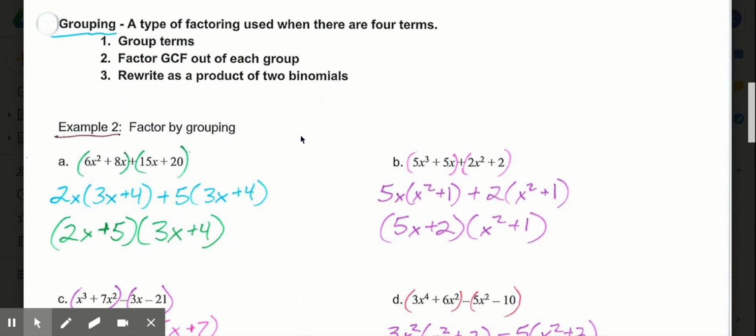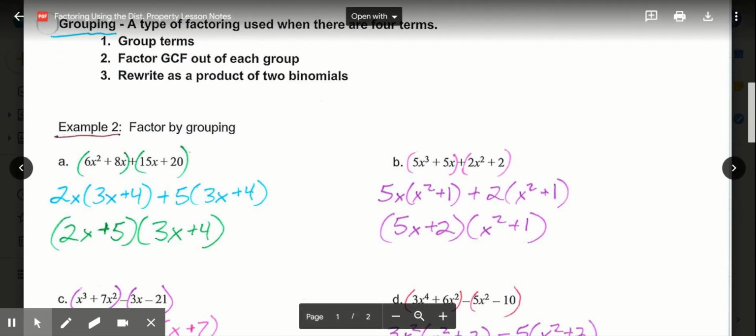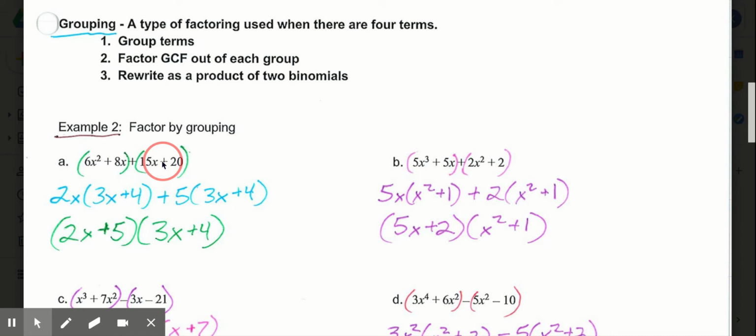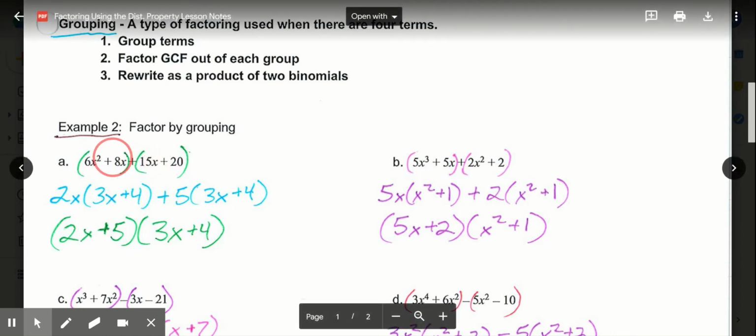So the first thing we do, step 1, is group the terms. The first 2 terms get grouped in parentheses, and the second 2 terms get grouped in parentheses. Now in the first grouping, we're looking to factor out the greatest common factor. So for 6x squared plus 8x, we can factor out 2x. That leaves us on the inside with 3x plus 4.